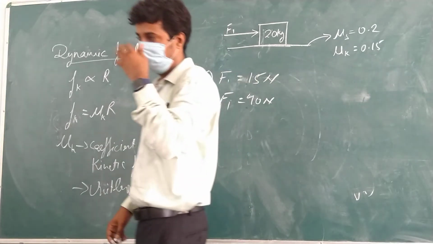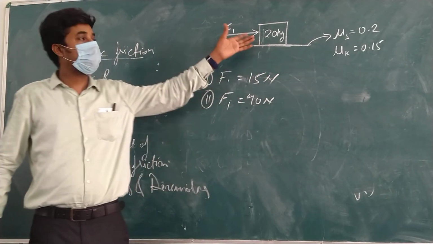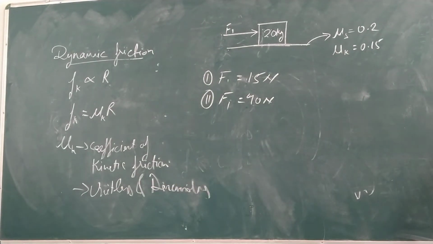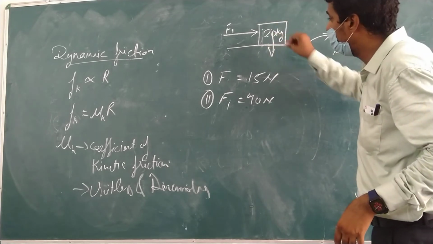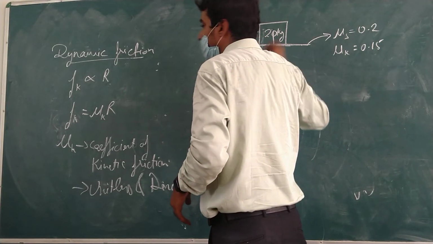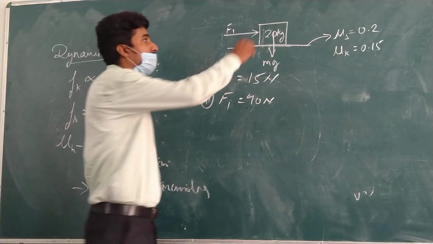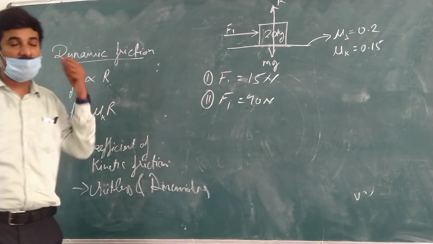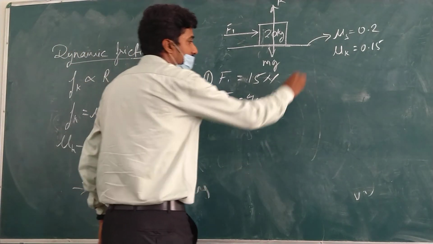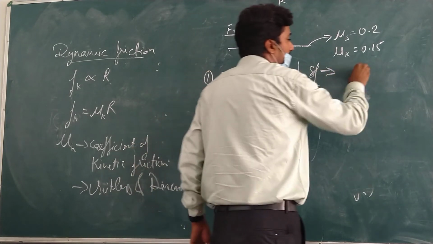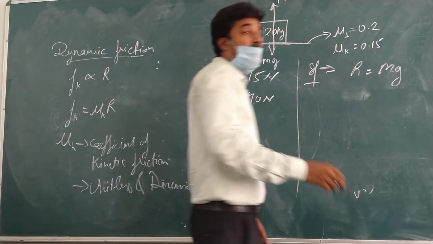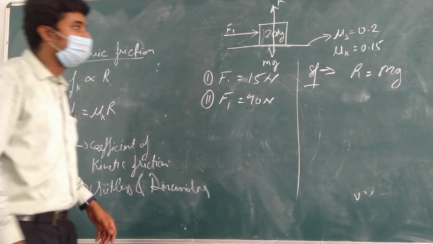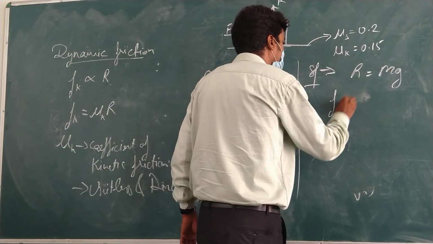Okay, let's see. I'm going to solve this question for you. Beta, this is a body of mass 20 kg. Whenever a body of mass 20 kg is kept on the surface, force weight mg will act in the downward direction. At the same time, the reaction force R will be applied in the upward direction. R is equal to mg. Whenever we solve this question, initially find the value of limiting friction. Fl is equal to mu s R.